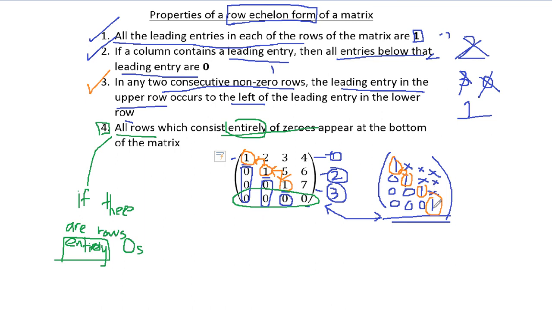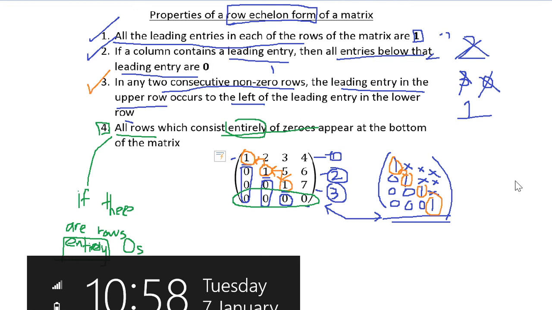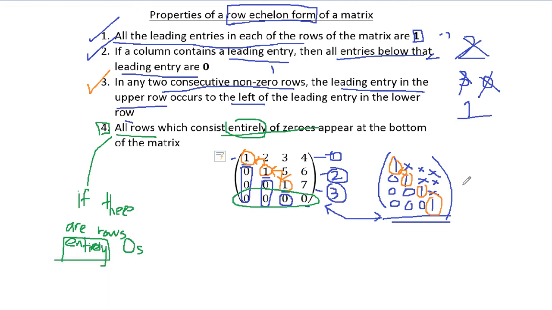Unlike this one, where there are no rows of entirely zeros, but this is still a row echelon form because it satisfies the first 3 properties. So now we can say that this is indeed a row echelon form of a matrix, and this also. So we have now come to the end of this video where we have covered the properties of a row echelon form of a matrix.